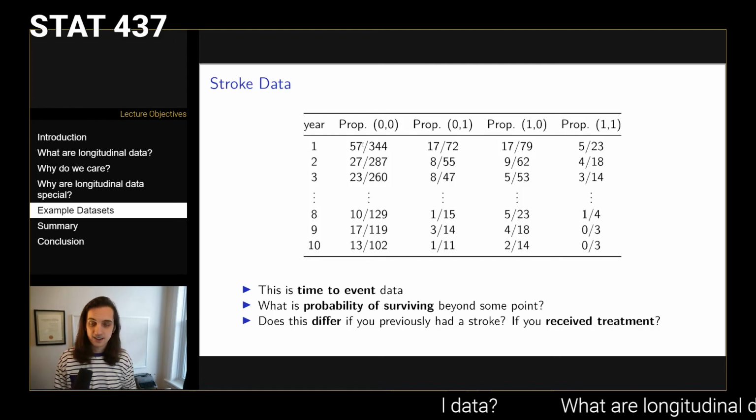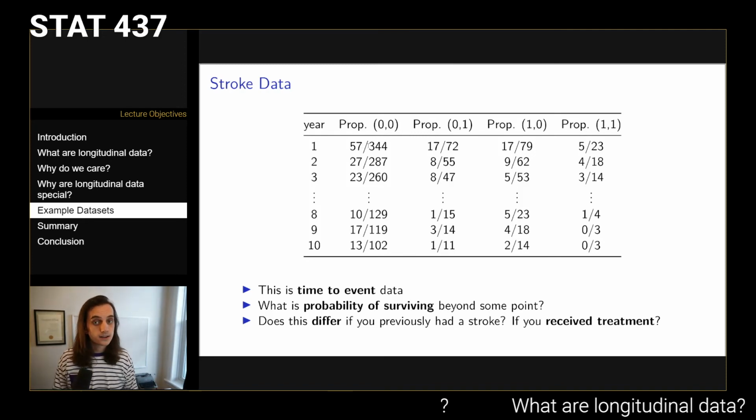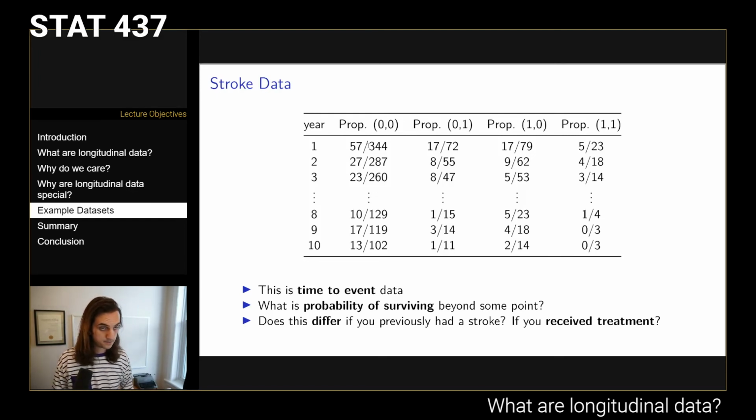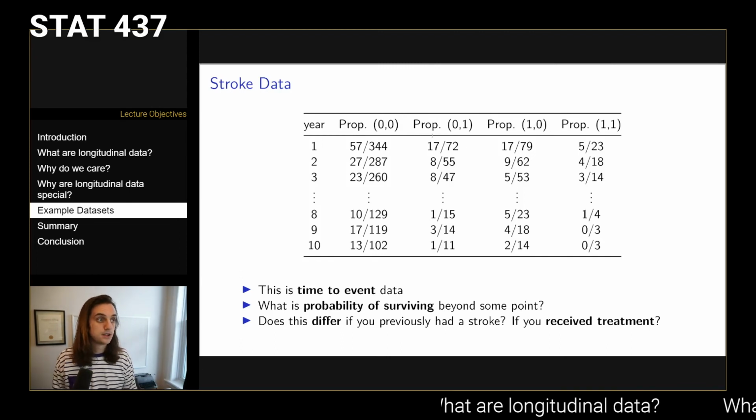And the numerator is the number of individuals from that group that had a stroke in the current time period. And the denominator is the number of people who were in that group at that time period. Okay? And so in this first year, we can see that 57 of the 344 individuals from the placebo with no previous strokes had a stroke this year. And same thing across the rows and columns. And we can go down.